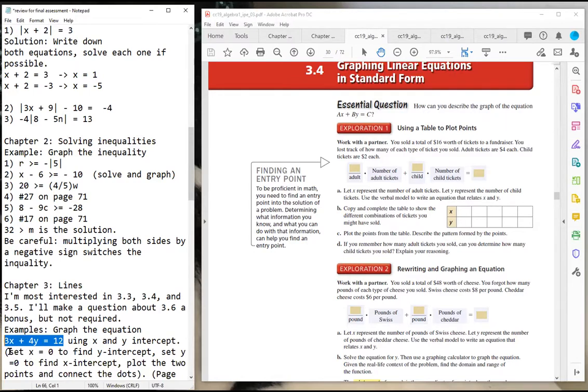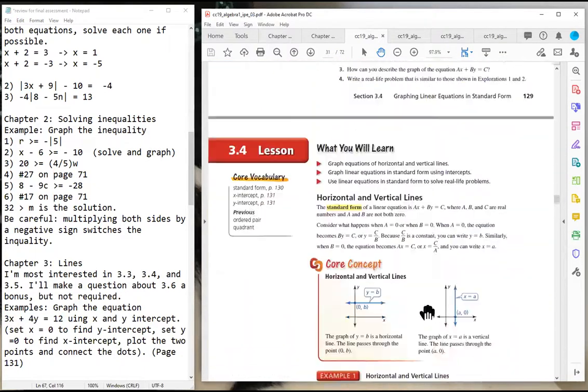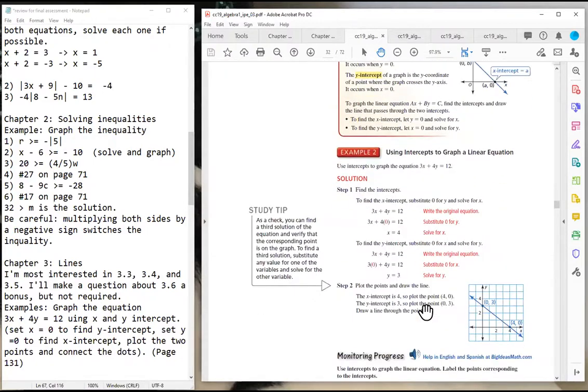And when you set x equal to 0 here, you get 4y equals 12, so you get that the y-intercept is 3. When you set y equal to 0, you get that the x-intercept is 4. So you plot those 2 points and connect the dots. And you can see page 131 for more detail on that.